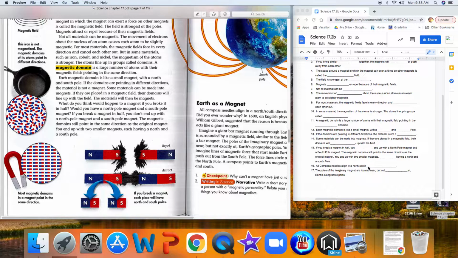And then number 14, some material can be made into magnets if it's placed in the magnetic field, their domains will line up. So I got to get them all going the same direction, guys. That's what they're trying to show you with those 2 types of pictures. Okay, last paragraph on that page.